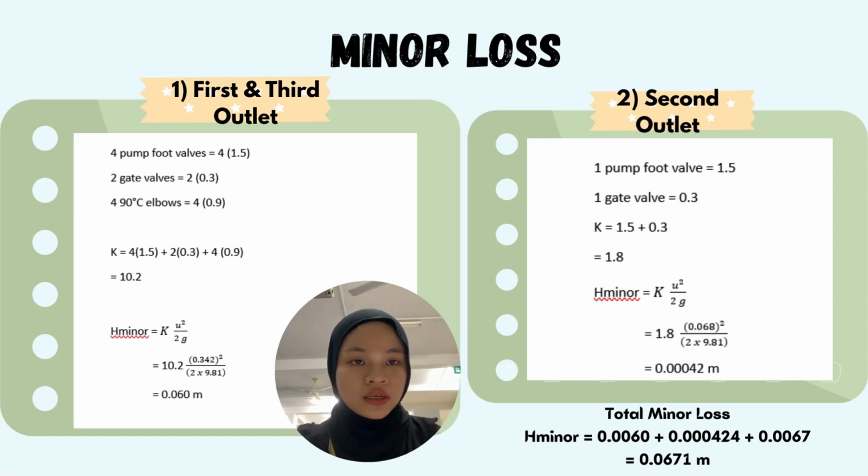0.0067 m. As for the total minor loss, we are going to sum up all the minor loss for each outlet, which is 0.060 plus 0.000424 plus 0.0067, and it will equal 0.0671.